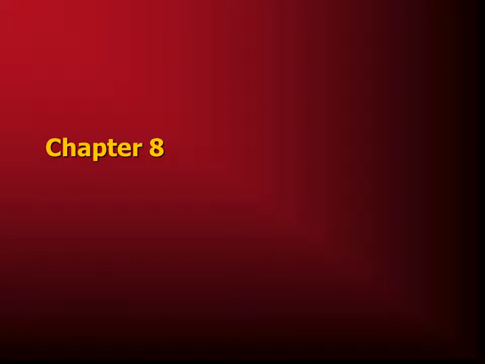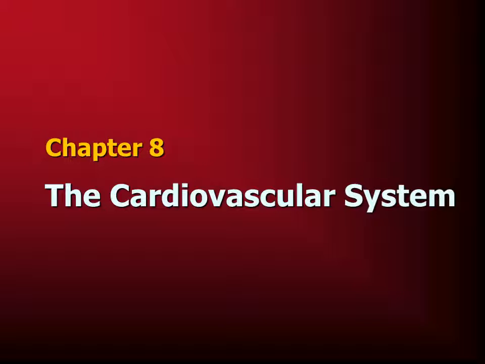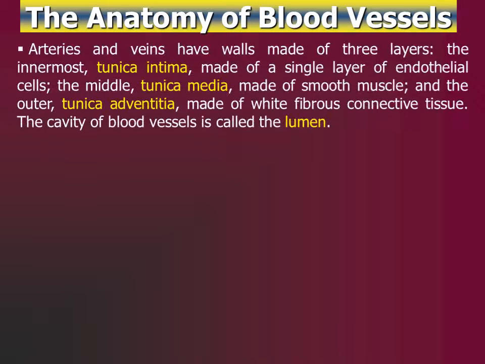Chapter 8. The Cardiovascular System. Anatomy of blood vessels. Blood vessels can be categorized into arteries, arterioles, veins, venules, and capillaries. Arteries and veins have walls composed of 3 layers.